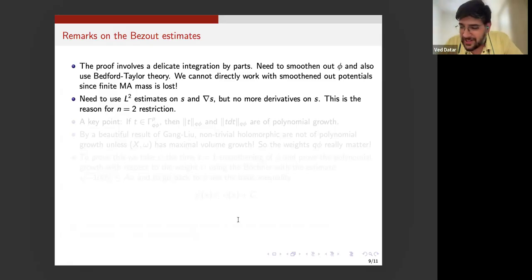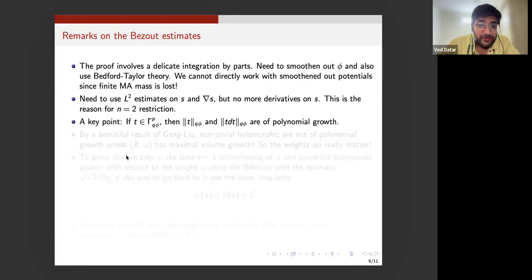But beyond that, right now, I think it seems impossible to do that, because one would have to put more derivatives on S, and we don't know how to control those. So a key point in our approach is that if you take a section in these function spaces, then the norms of those sections actually have polynomial growth.